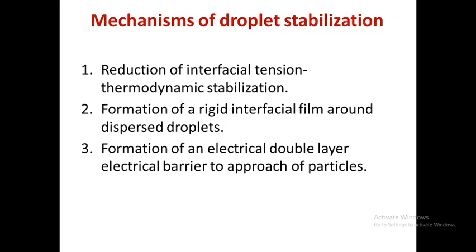And the third important mechanism is formation of an electrical double layer. The electrical double layer is a barrier for the coalescence of droplets, so the emulsifier can effectively stabilize the oil droplets or water droplets which are dispersed in the dispersion medium.